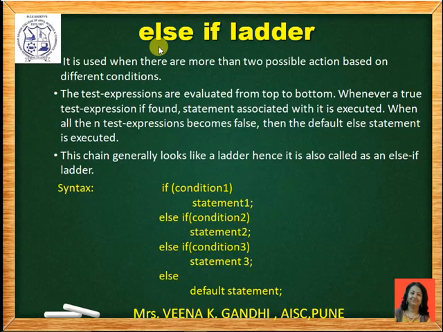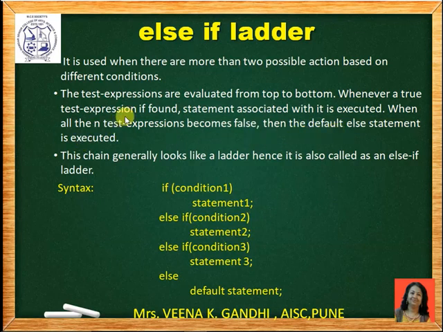Next topic is the else if ladder. It is used when there are more than 2 possible actions based on different conditions. The test conditions are evaluated from top to bottom. Whenever a true condition is found with an if statement, the statement associated with it is executed. When all the test conditions become false, then the default else will be executed.